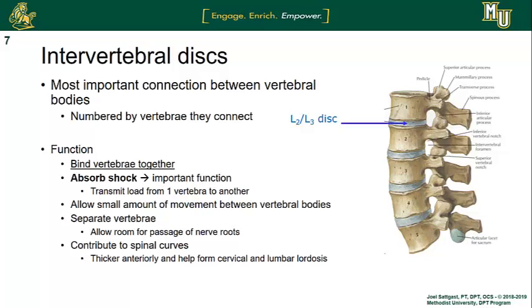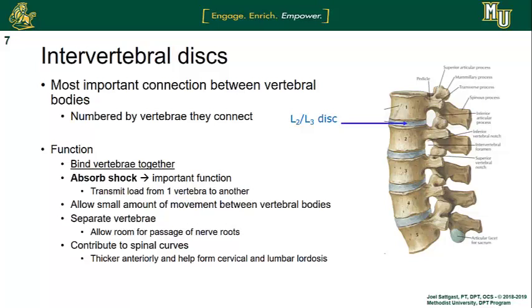So again, the discs function to bind the vertebra together. They function to absorb shock as well as to allow motion between the vertebral bodies, also creating a passage for the nerve roots through the intervertebral foramen. Finally, because of their nature of being thicker anterior and thinner posterior in the cervical and the lumbar spine, they actually help to form the lordotic curvature that we see.